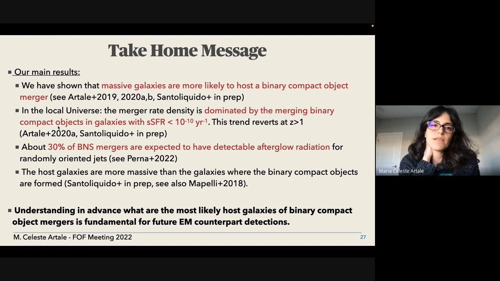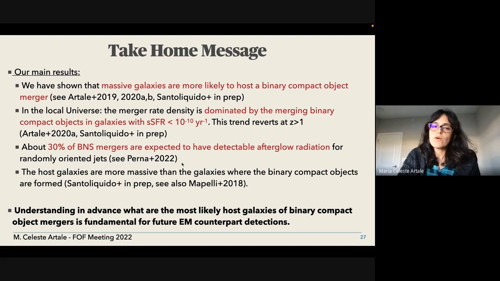We found that in the local universe, the merger rate density is dominated by the merging binary compact objects in galaxies with a low specific star formation rate, which means that our first host galaxy, NGC 4993, is not a very special case, but is where we expect to have a binary neutron star detected. And about 30% of binary neutron star mergers are expected to have a detectable afterglow radiation.